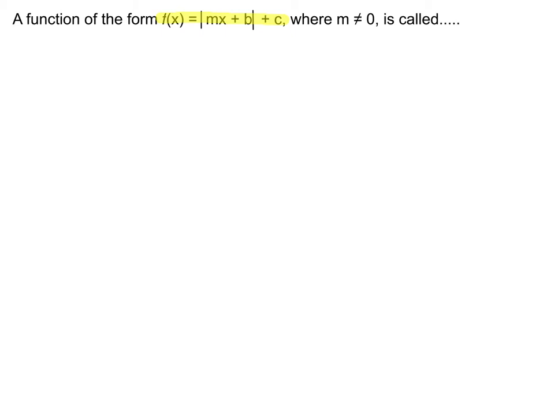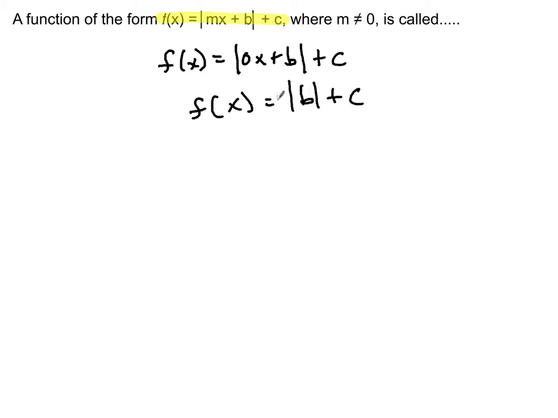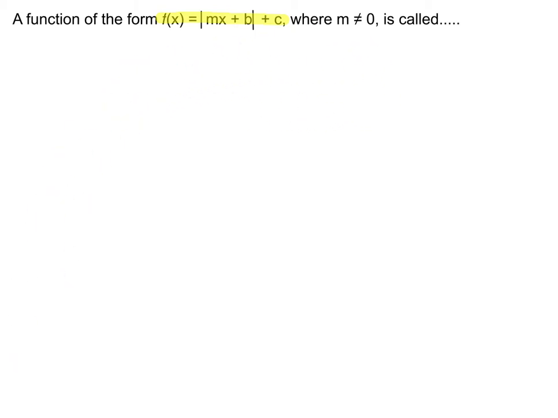absolute value functions. A function of this form, where m is not equal to 0. If m was 0, then this would become f of x is equal to 0 times x plus b, plus c, and then we would just have f of x is equal to the absolute value of b plus c. Notice this doesn't depend on x, and so that's a problem. So we don't want m to be 0, because then this would not be an absolute value function. Okay, so this is standard form for an absolute value function. It has the absolute value signs there.